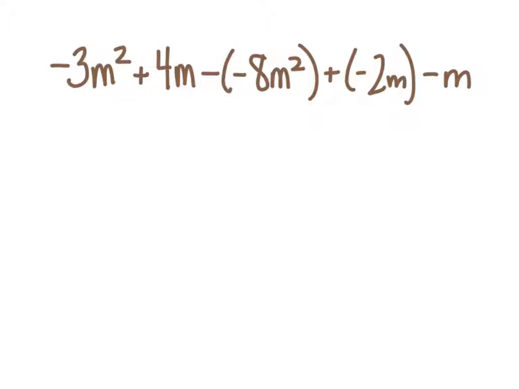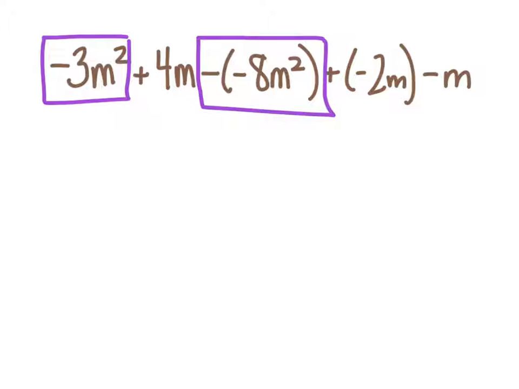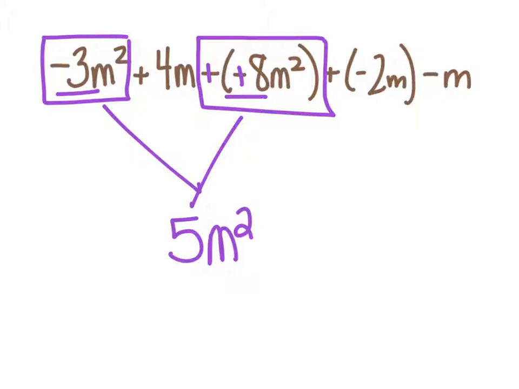All right, let's look at another example here. On this one, I'm going to go through, and I can see I have m squareds and I have m's. So let's go through and box those up as we simplify. I'm going to start with my m squareds. So I have negative 3m squared, and then I have a negative negative, or subtracting a negative, 8m squared, and that's it there. So I'm going to turn my subtracting a negative into adding the opposite, and so that leaves me with a negative 3 plus 8. Well, negative 3 plus 8 is 5, and so that means I have 5m squareds.